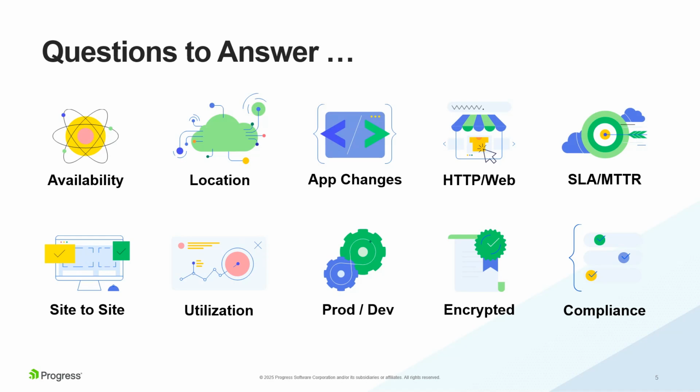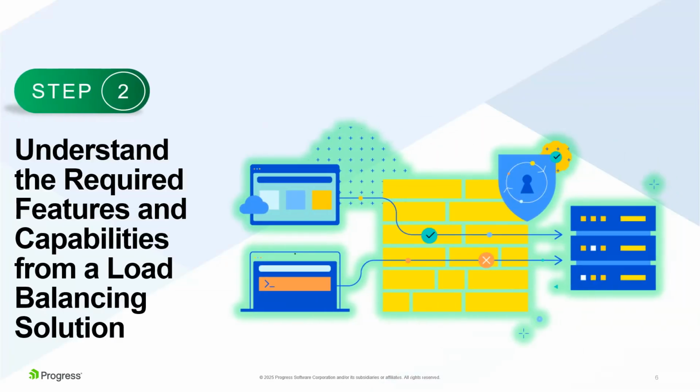Okay, now that we've gone through the 10 questions, let's move on to step 2 in the journey. Step number 2, understand the required features and capabilities from a load balancing solution. So the type of load balancer that is required strictly depends on how the application behaves and what the business requirements are for the application's use. It's important to understand how the application will be used within the business before actually selecting the required load balancing requirements. And I made that statement before.